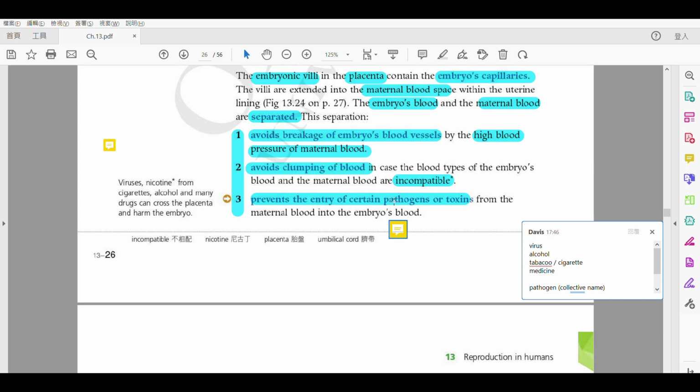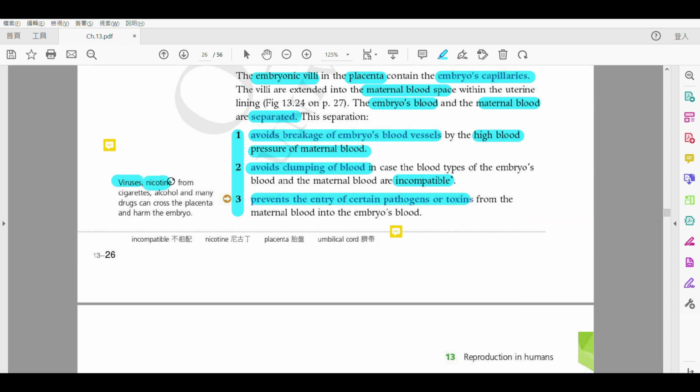The reason is that virus, alcohol, tobacco and medicine can still enter the embryo's body from the mother. Actually it's written here. I'm so sorry. Here we see virus, nicotine, which is found in cigarettes, alcohol, and some drugs, similar to medicine. They may cross the placenta and harm the embryo.